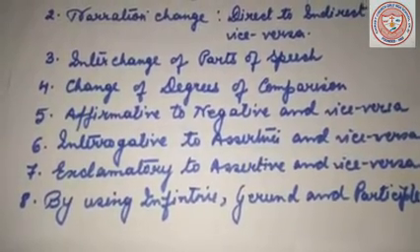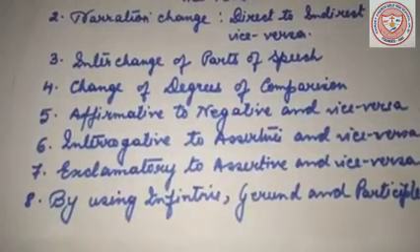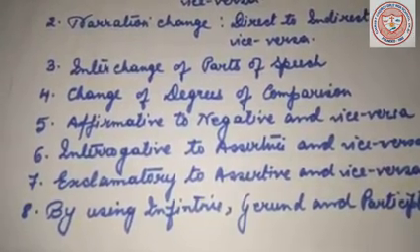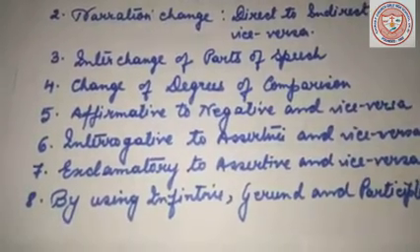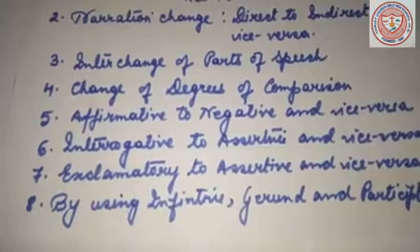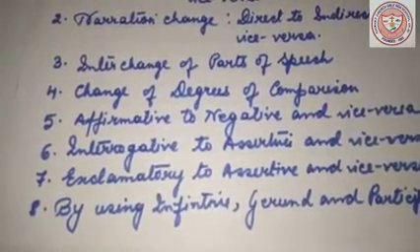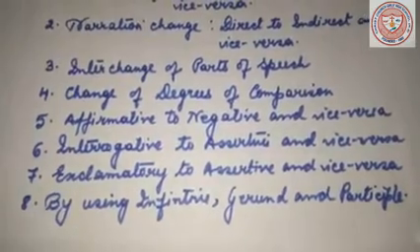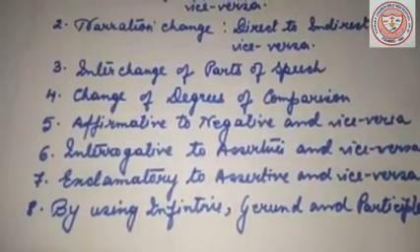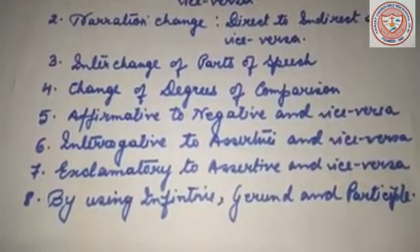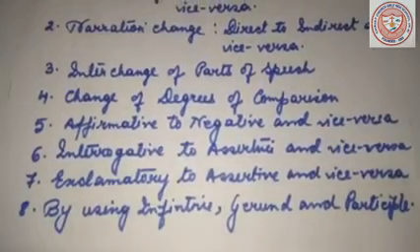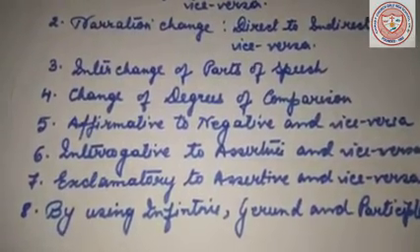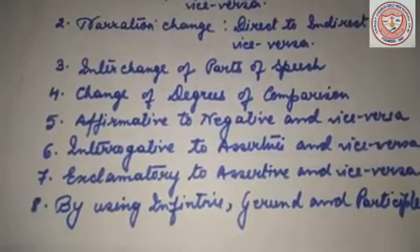Number seven is exclamatory to assertive and vice versa. Exclamatory sentences, we know some sentences do tell us something very surprising. Sometimes it is very exciting. Sometimes we exclaim out of happiness, out of sadness, out of bereavement, out of surprise. All these sentences can be categorized under exclamatory sentences. So from exclamatory to assertive, and then again from assertive to exclamatory. And the last one in this category is by using infinitive, gerund, and participle. So infinitive is the use of to or without to. Gerund and participle, that we'll deal with in detail later on.